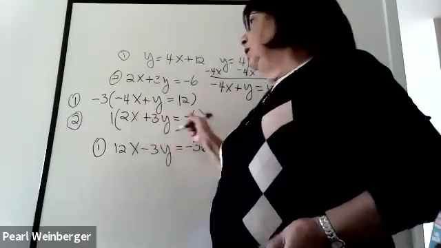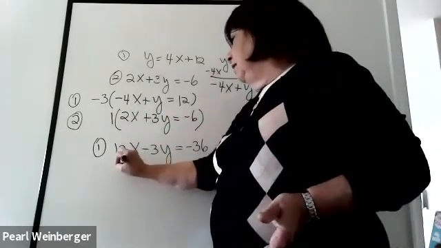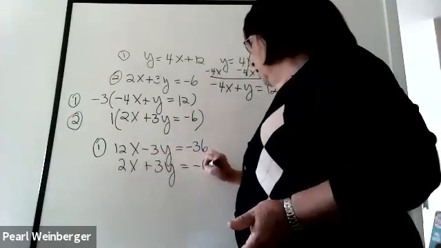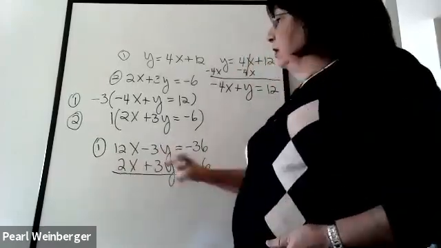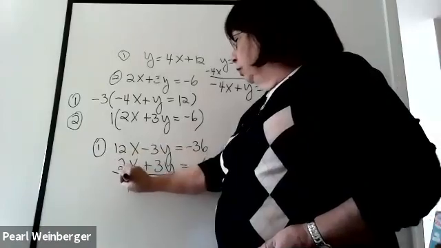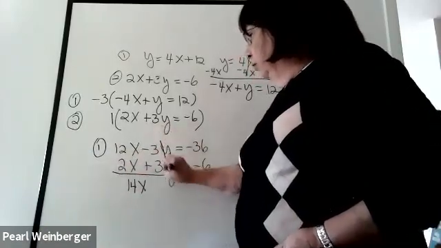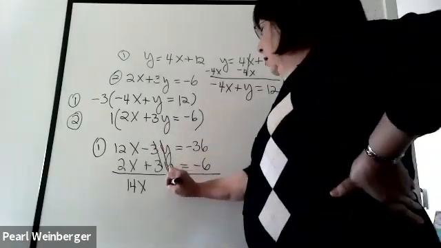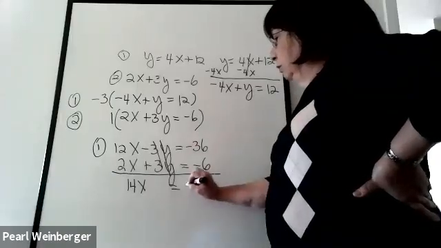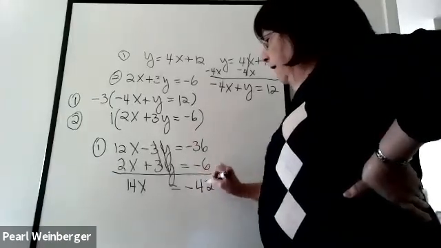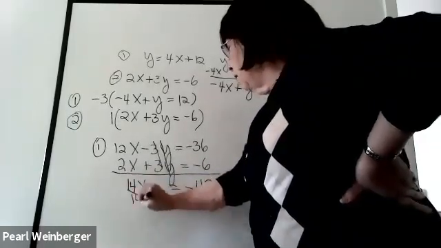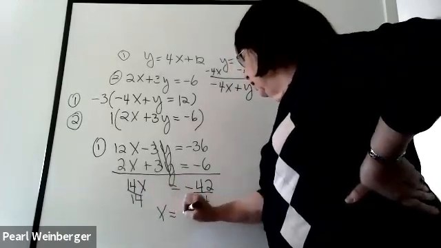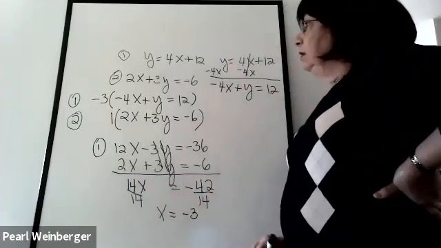And my second equation, when you multiply something by 1, it stays the same. It's 2x plus 3y equals -6. And when I add these two equations together, I get 12x plus 2x, which is 14x. -3y and 3y. There's our elimination. We've gotten rid of our y's. That equals -36 and -6, which is -42. And if I divide by 14, I get x equals -3. Just like we did before.